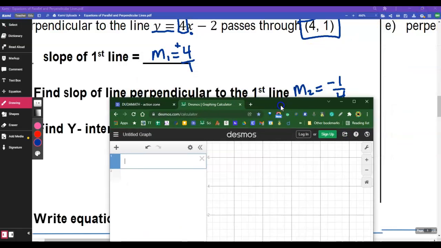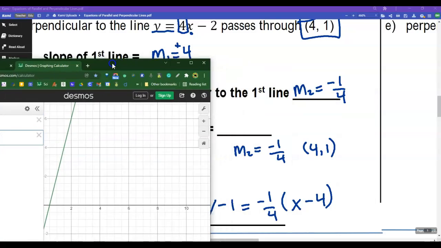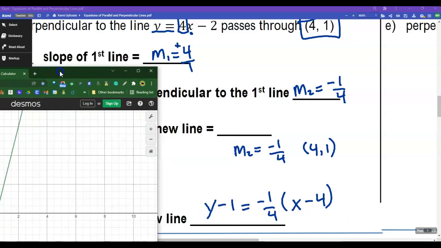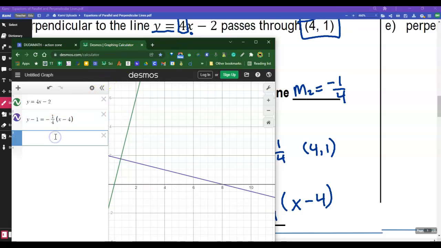So what I can do to check my work here is I can type in y equals 4x minus 2, the original equation. And then my answer, right here, on the bottom: y minus 1 equals negative 1/4 x minus 4. And then my coordinate, 4, 1. So I can do everything and check everything.